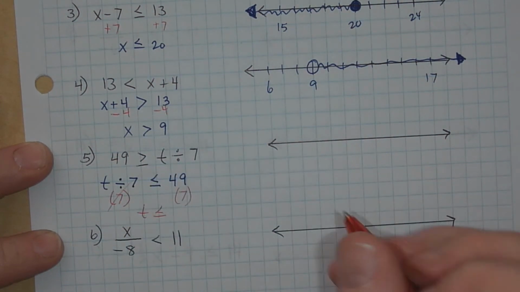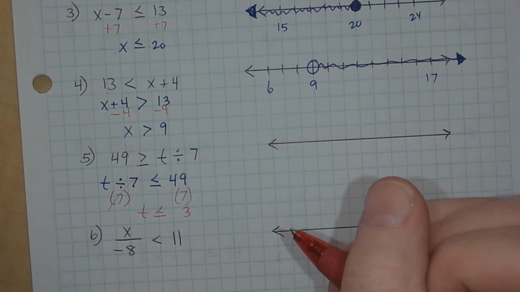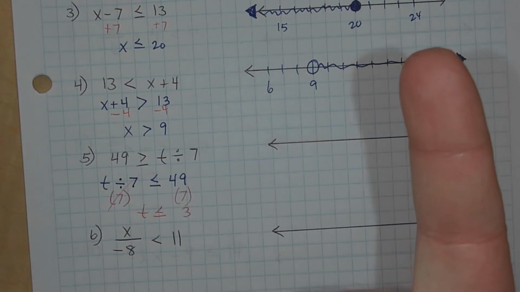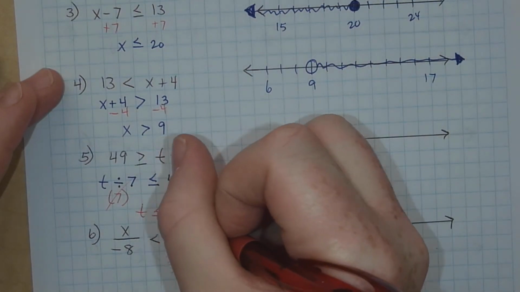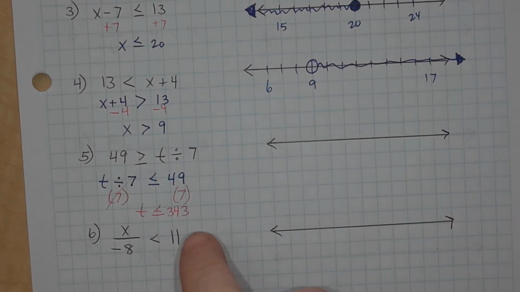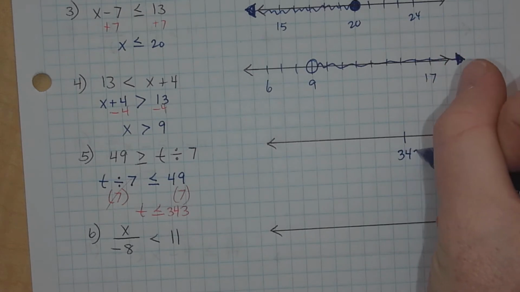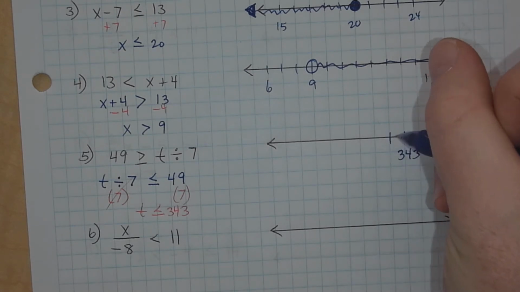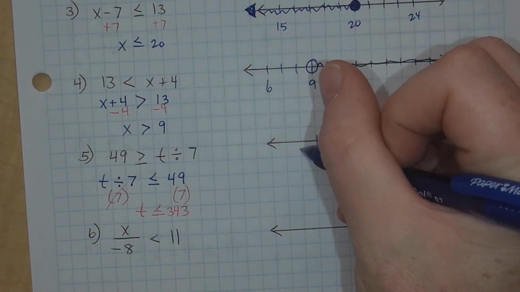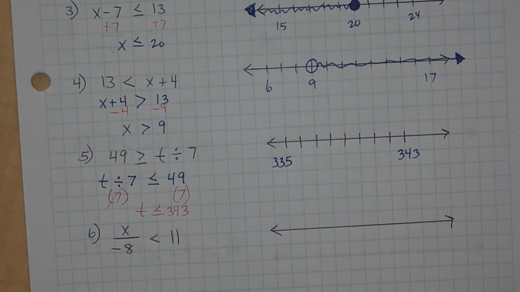T is less than or equal to whatever 49 times 7 is, which is going to be, see, 63, carry the 6. 4 times 7 is 28. 28 plus 6 is 34. So 343. That's a big one. All right, so 343, you see we're going in this direction. So I'm probably going to put 343 right here. 342, 341, 340, 339, 338, 337, 336, 335. All right, I think that's good.